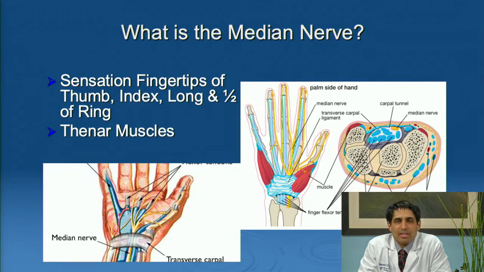So exactly what is the median nerve? Because essentially carpal tunnel syndrome is compression of the nerve at the level of the wrist. And so at the level of the wrist, what does the median nerve do? Well, it provides sensation in about 3.5 digits in your fingers: the thumb, the index, the long finger or the middle finger, and half of your ring finger. Now there are some variations in anatomy, and some people have different variations in that sense. And it actually innervates the muscles to your thumb. That's called your thenar muscles.